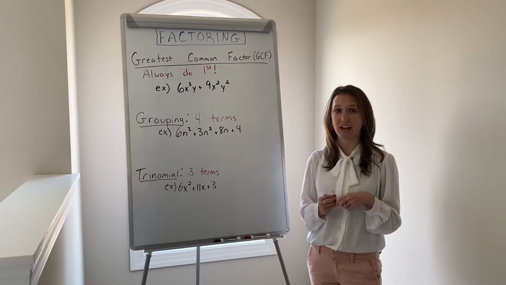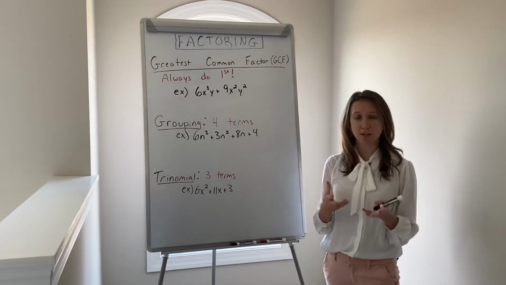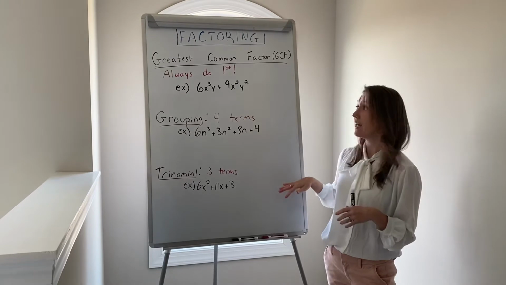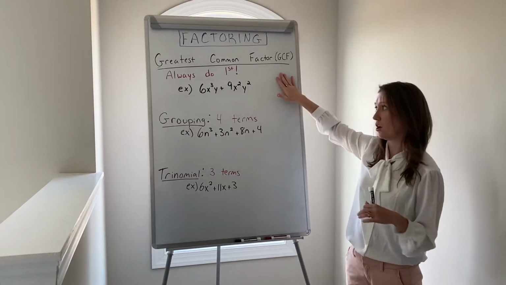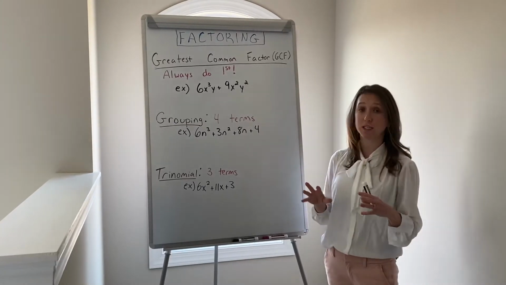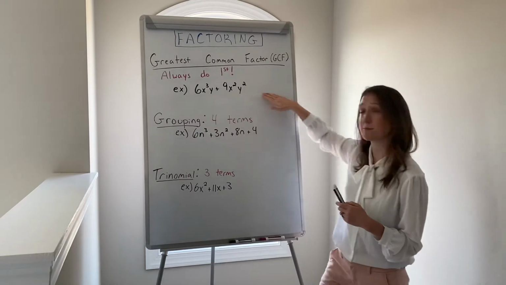In this video, we're going to go over factoring. As you can see, there's multiple different types of factoring. So your job is to look at the problem and decide which one to do. Now the first one, you always want to do first, which is called the greatest common factor. No matter what type of factoring you're doing, always look for a greatest common factor first. And that's something that all of the terms have in common.